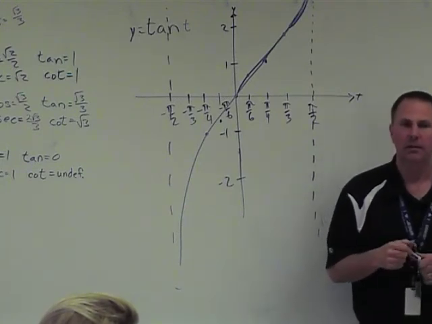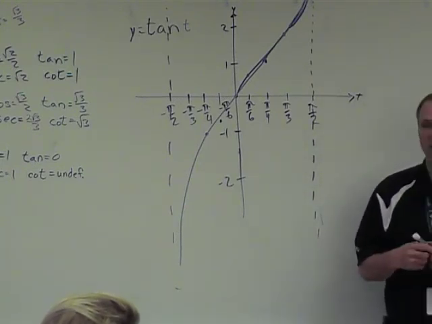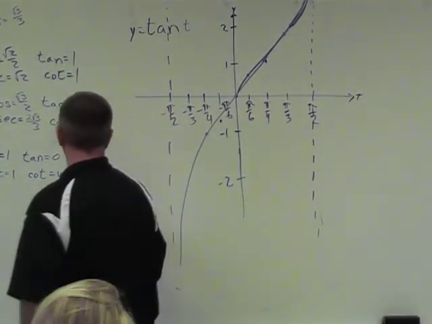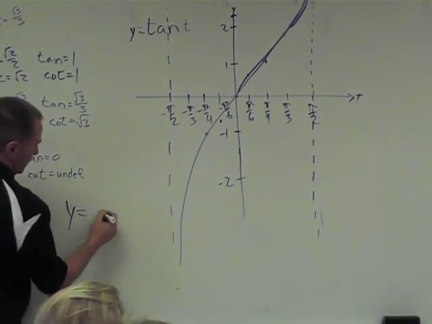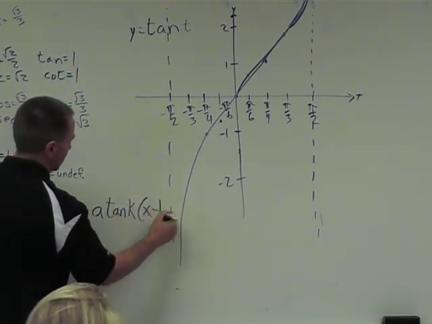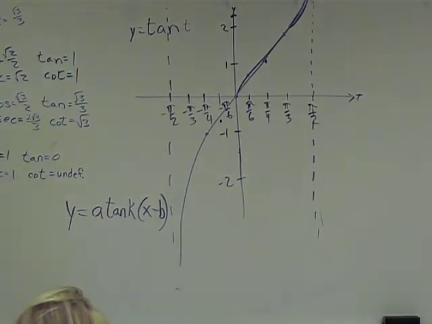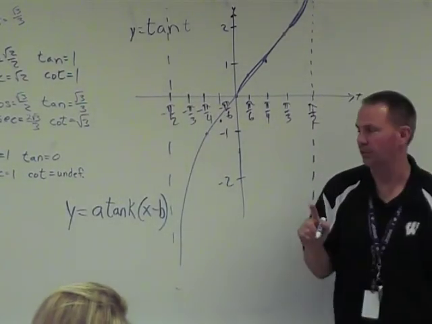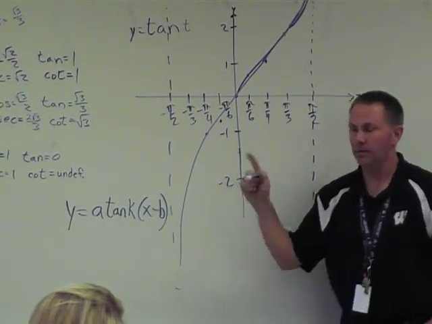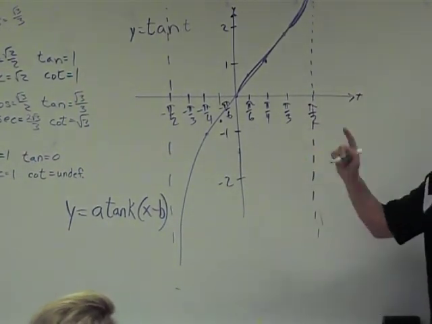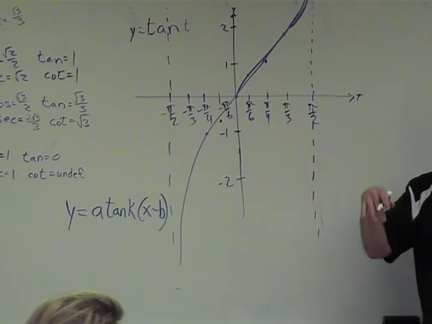Here's the thing. You're doing exactly the same thing as you did yesterday. So what we have is, I'll write over here, y equals a tangent of k x minus b. That look familiar? Except, here's the one thing today that's different. The period is different. On the sine and the cosine, the normal period is 2 pi.